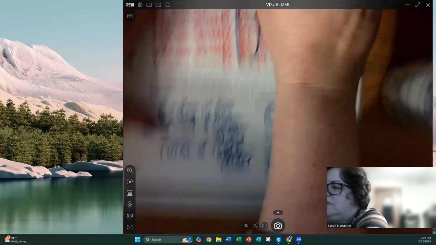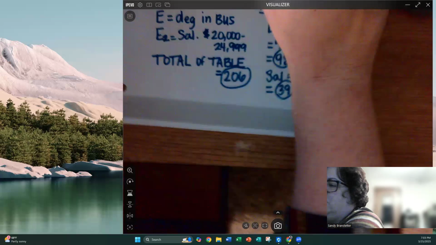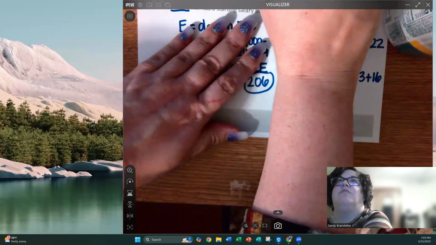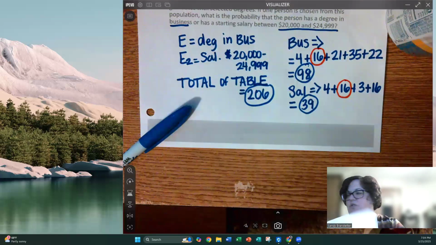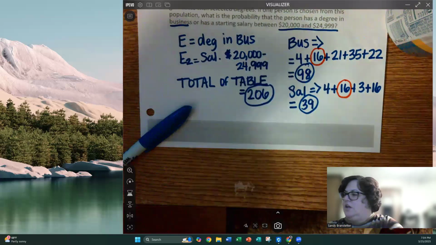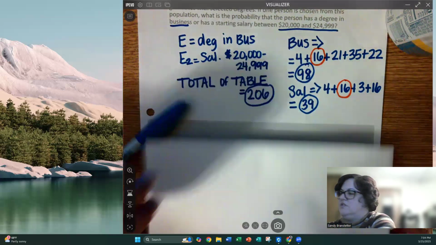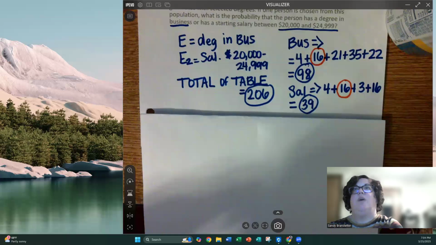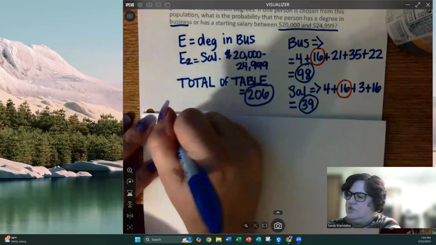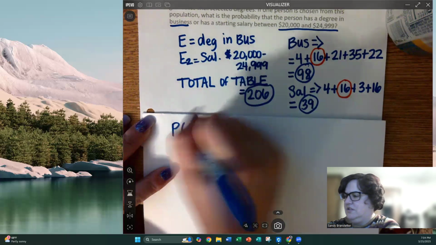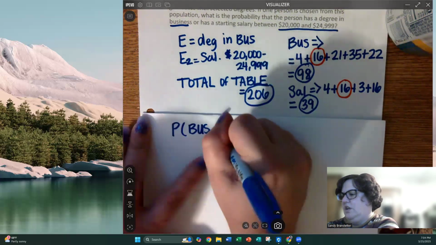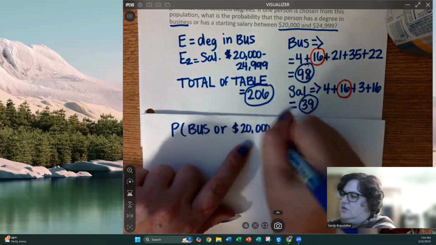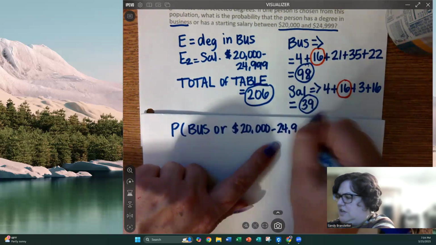Okay, I'm going to scoop this up and add in some more paper because I write really big. And then we'll keep doing this here because we're not finished. Grab a little piece of paper here. And what our next thing we want to do is to do our probability. So what it asked us is, what is the probability the person has a degree in business, or they have that starting salary of $20,000 to $24,999.